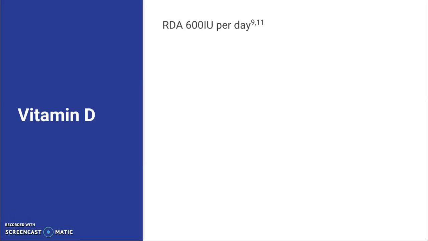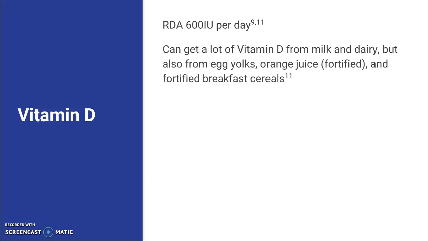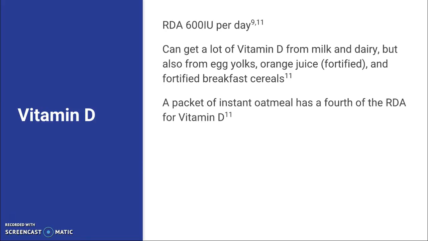And then some vitamin D. Vitamin D is used in international units, so it's measured in IU, so you need about 600 IU per day. And you can get vitamin D from milk and dairy, but also from egg yolks, fortified orange juices, and fortified breakfast cereals. Vitamin D is important as far as people with vitamin D deficiency are tired a lot more. They have thin, brittle hair. They have anxiety. And it's synthesized in your skin as in a reaction from the sun.